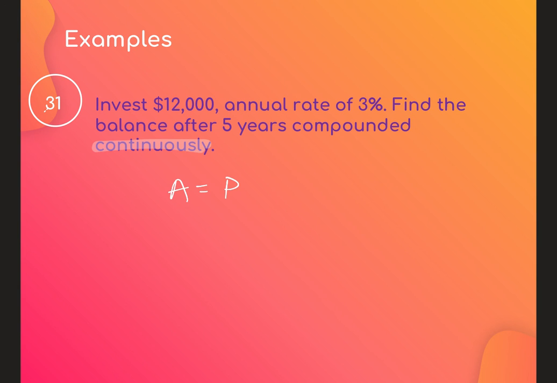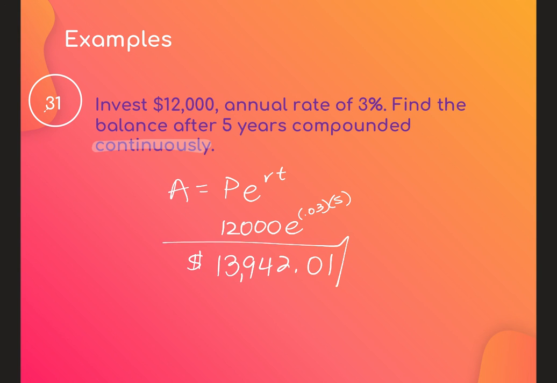A equals P E to the RT. So my principal balance is again 12,000. My E is E. The annual rate of 3% would be 0.03, and the T in years is 5. Notice that there's no mention of how many times a year. That's the difference between continuously and the others. 12,000, E is above your LN button, 0.03 times 5. So it's $13,942.01.